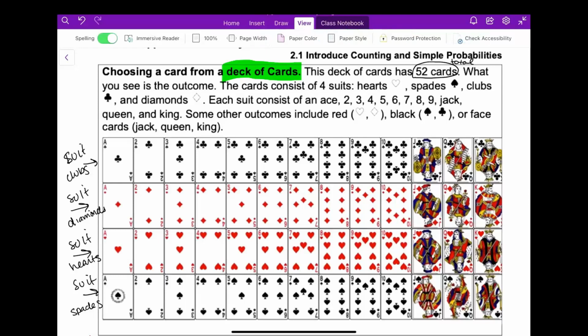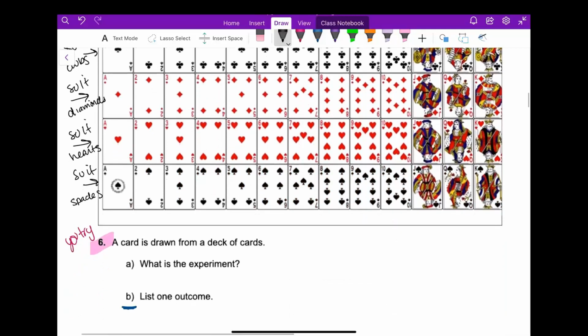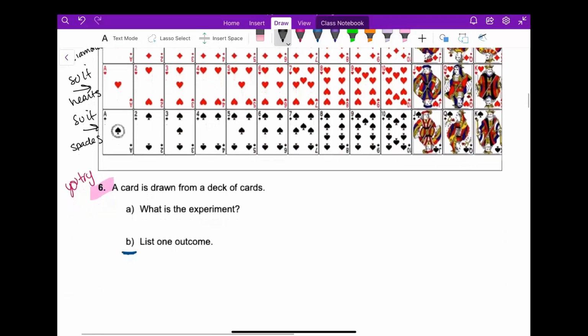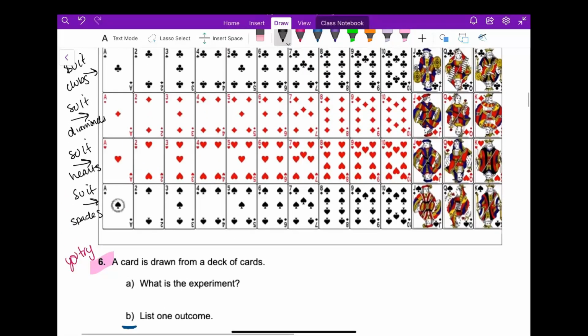Okay, so very different types of questions that can be asked of you. So it's important to be familiar with a deck of cards. So here's this one. A card is drawn from a deck of cards. What is the experiment? And just list one outcome. There is so many different outcomes. Just list one card that you could grab from a deck of cards. Pick your favorite.